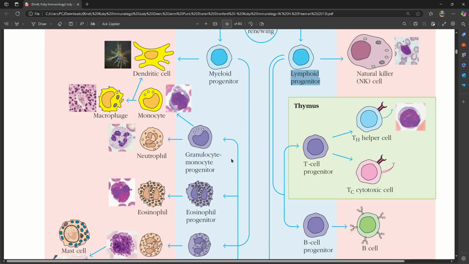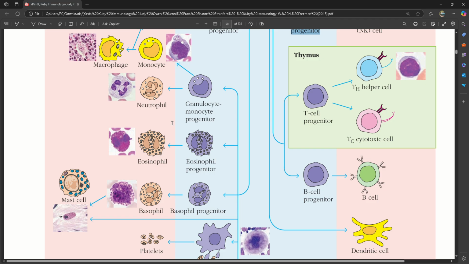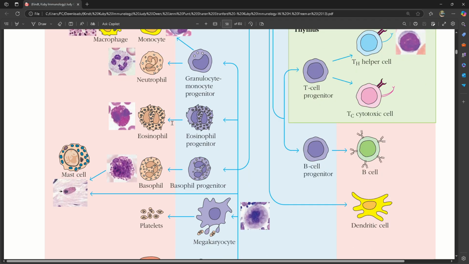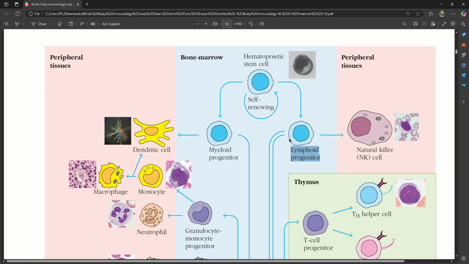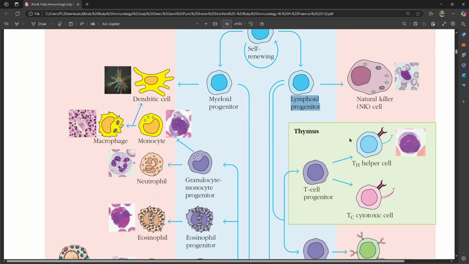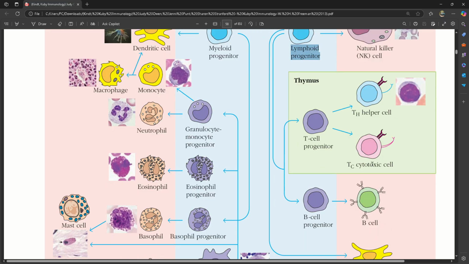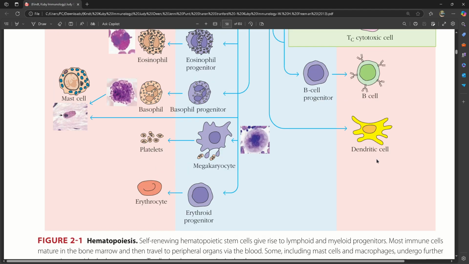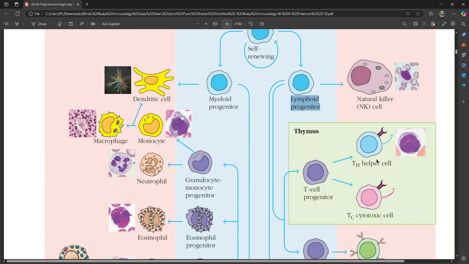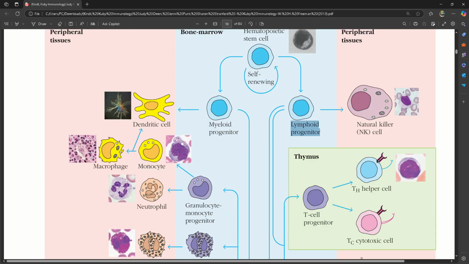Myeloid progenitor cells will develop into these dendritic cells, macrophages, monocytes, neutrophils, eosinophils, basophils, and mast cells, and platelets and erythrocytes. And these lymphoid progenitor cells will develop into natural killer cells, Th cells, Tc cells, and B cells, and dendritic cells. And all this process is termed as hematopoiesis.